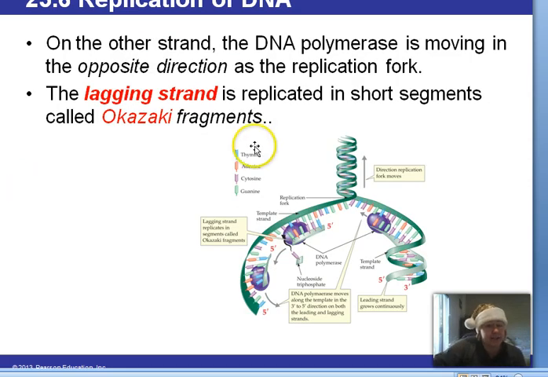The other strand is the lagging strand. It goes in the opposite direction, and it is replicated in short fragments called Okazaki fragments. The Okazakis, a husband and wife team, discovered this, and we named it after them. This one's happening continuously. This one's happening in short little bursts going the opposite direction.